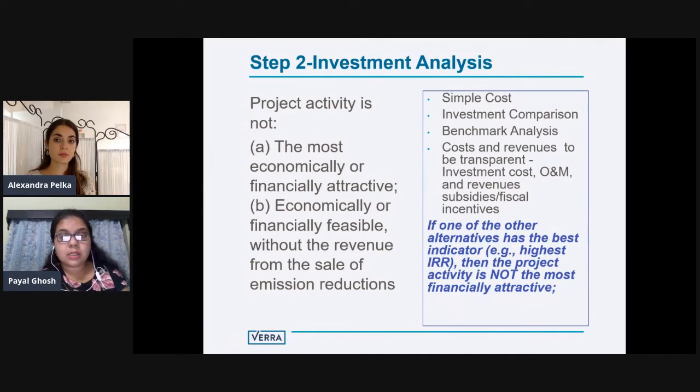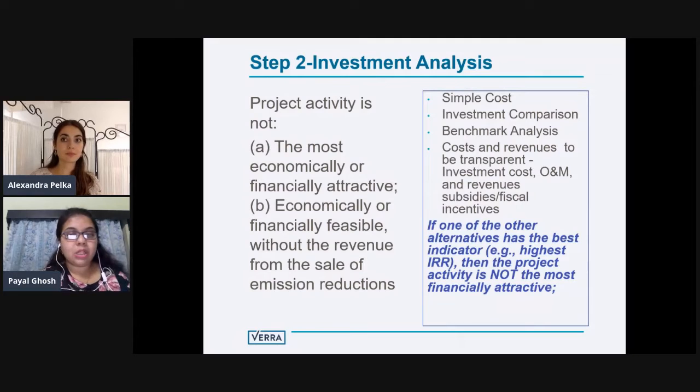The most important considerations are the investment cost, the operational and maintenance cost, and if there are any revenues or subsidies or fiscal incentives that the project is enjoying or will enjoy, or any tax holidays. All these things have to be very transparently included in the calculations, and this has to be properly evaluated and validated by the validation and verification body.